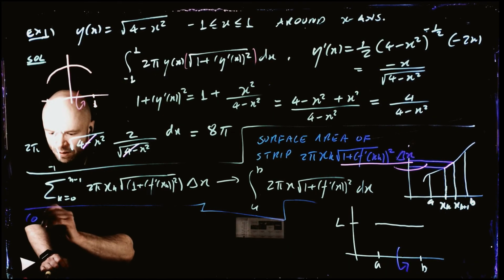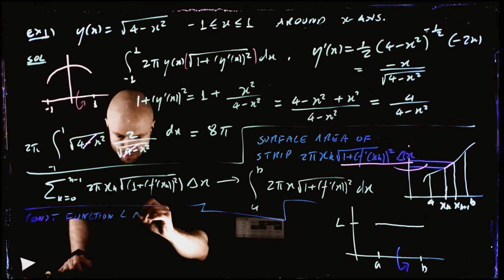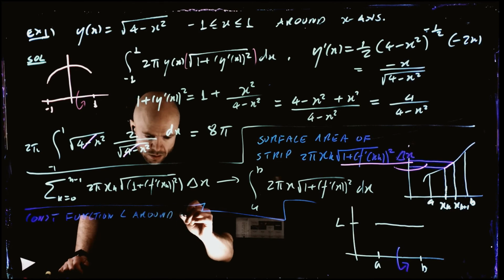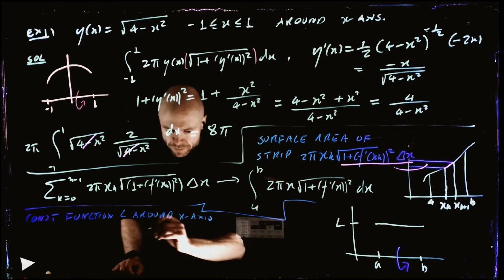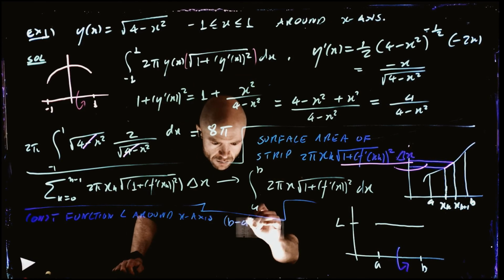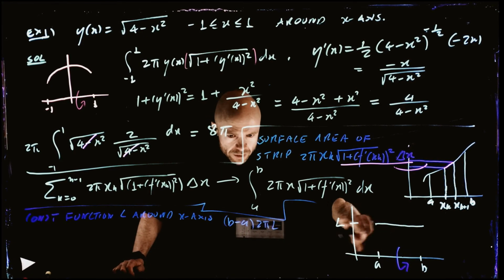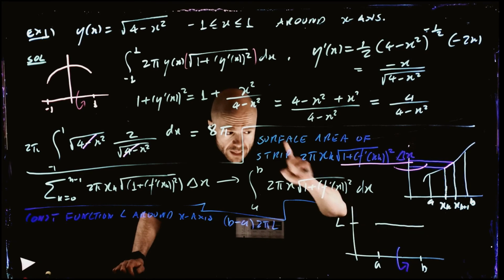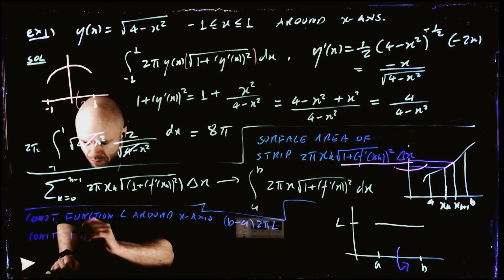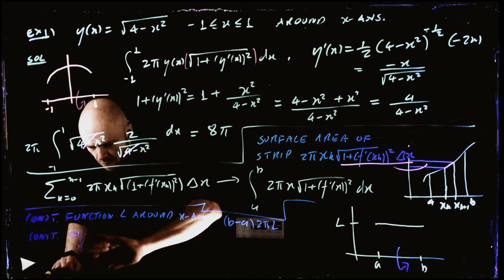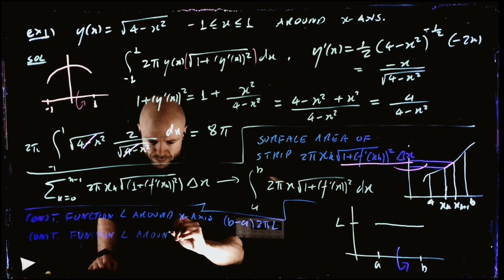So, constant function around the x-axis. This is what you people already told me. It is just going to be b minus a times 2 pi L. 2 pi L is the circumference of the base, and the length is b minus a. Now let's rotate the same thing, constant function L, around the y-axis.